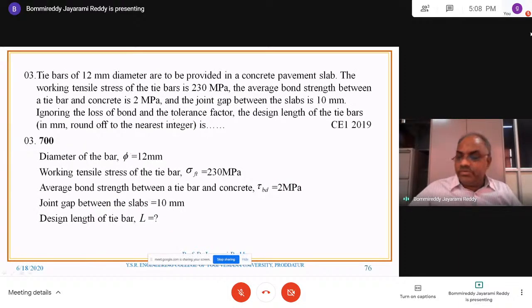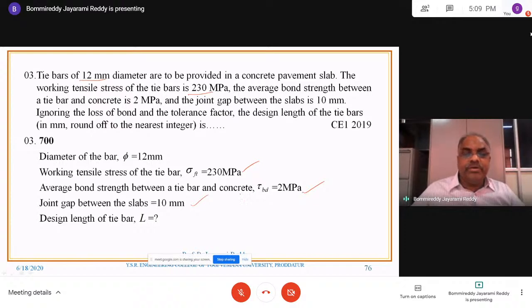Next one, tie bars of 12 mm diameter are to be provided in a concrete pavement slab. Where are tie bars provided? Tie bars are provided for the longitudinal joint. The working tensile stress of the tie bar, sigma S, is 230. The average bond strength between bar and concrete, tau BD, is 2 MPa. And the joint gap between slabs is 10 mm, delta equal to 10 mm. Ignore the loss of bond and tolerance factor.